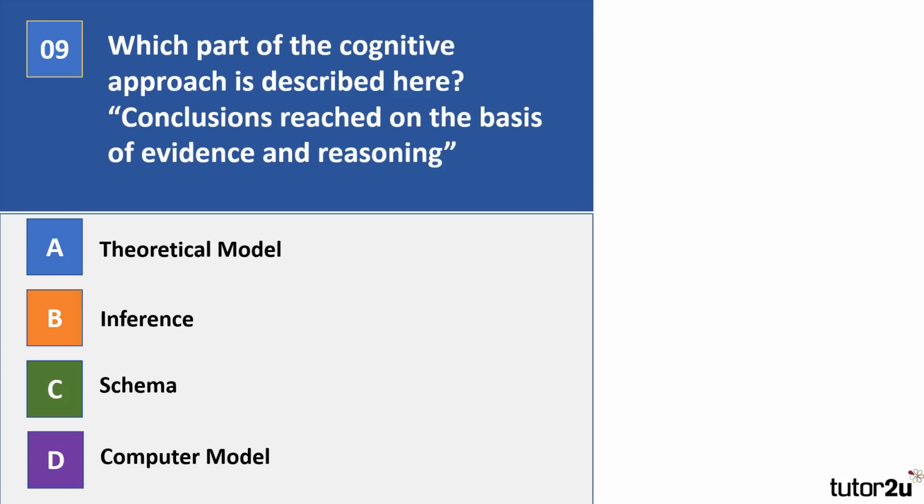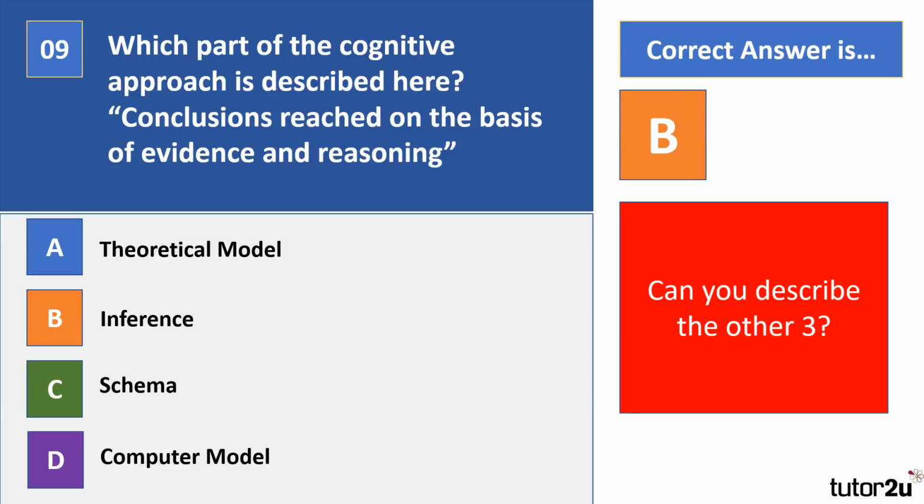Question 8. Which part of the cognitive approach is being described here? Conclusions reached on the basis of evidence and reasoning. Is that A, theoretical model, B, inference, C, schema, or D, computer model? So pause it. Okay, the answer here is B. So these are the key components of the cognitive approach that you have to know. Theoretical model, inference, computer model, and we've looked at schemas already in the last question.